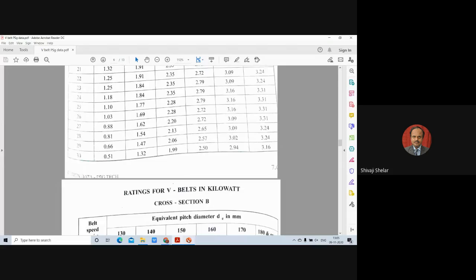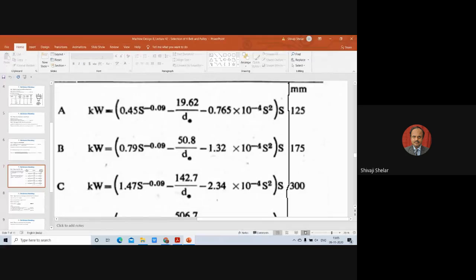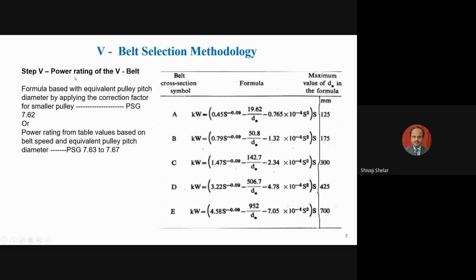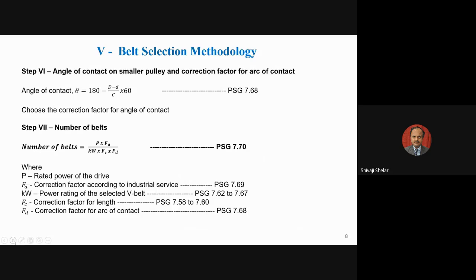Okay, so let's go now to calculating the number of belts. Here we have calculated the power rating of a single V belt. The next step is to determine the number of belts. Before determining the number of belts, you need to determine the angle of contact on the smaller pulley and the associated correction factor for the arc of contact. Considering an open drive here, the angle of contact is similar to your flat belt mechanism. So the same formula will be used here, and you have to use the correct correction factor for angle of contact, which will be used in this formula.